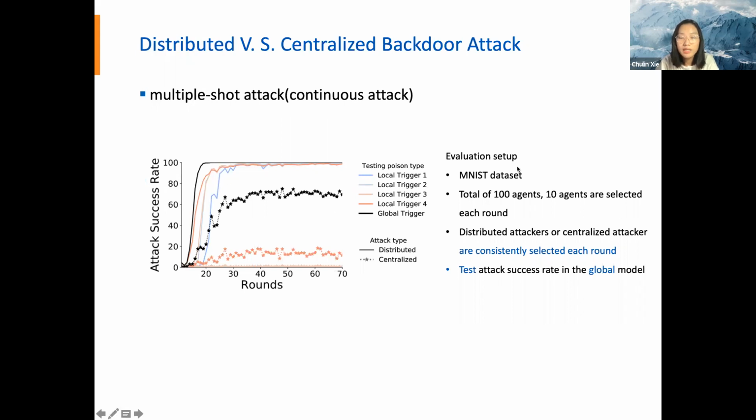Multiple shot attack means that the attackers are selected in multiple rounds, and the accumulative malicious updates are necessary for a successful backdoor attack. Otherwise, the backdoor would be weakened by the benign updates during the averaging and soon be forgotten by the global model. In order to quickly observe the difference between the centralized and the distributed attack and control the effect of random party selection, we perform a complete attack in every round. That is, all DBA attackers or centralized attackers are constantly selected.